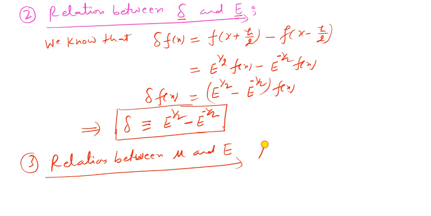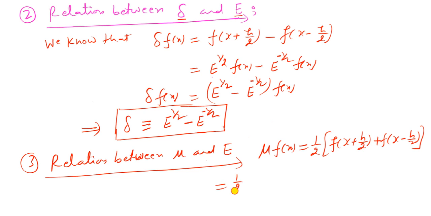So we know that μf(x) = 1/2 [f(x + h/2) + f(x - h/2)]. This is by the definition of the average difference operator μ. Now, using the definition of the shift operator, that is E^n f(x) = f(x + nh).